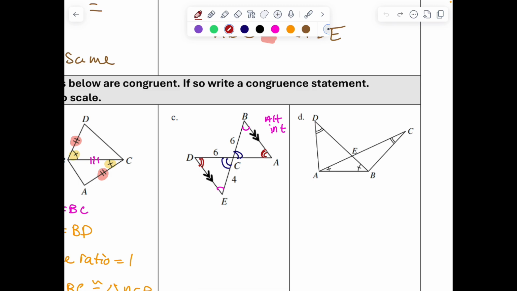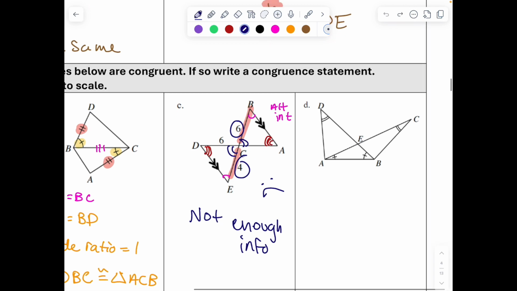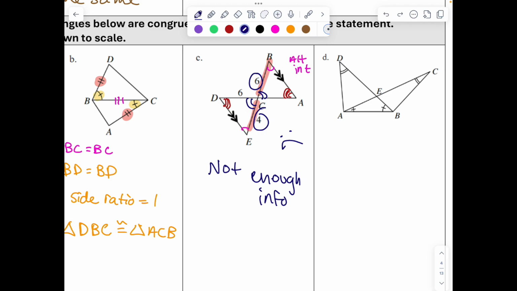So because of where the angles are, it looks like this side belongs with this side, and those are not the same, right? One of them is 6 and one of them is 4, which is not good. So this is not enough info. Maybe they're proportionate, you know, maybe if this guy was 4, then they'd be similar, but they're not congruent so not enough information for congruence.